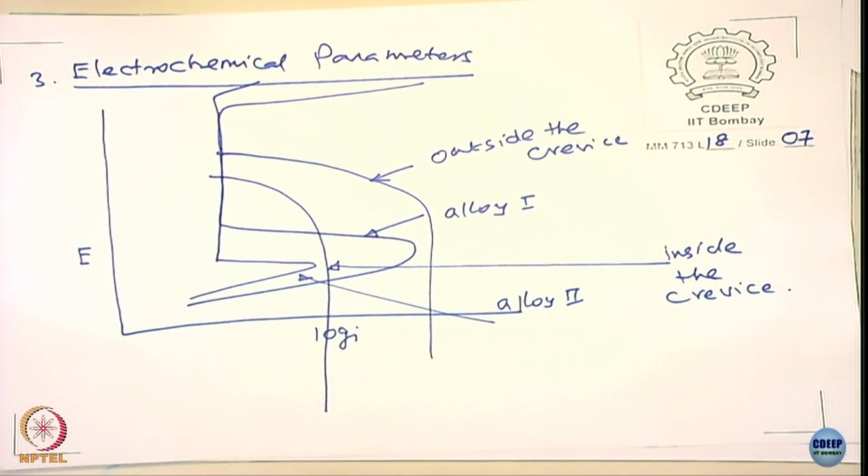Now it must be easy for you to tell how alloy 1 and alloy 2 will behave outside the crevice and inside the crevice. Outside the crevice, what happens to alloy 1 and alloy 2? Both are passivating, right. Within the crevice, what happens? Alloy 1 will go to the active region, right. What happened to alloy 2 then? Alloy 2 still remains in the passive state, right.